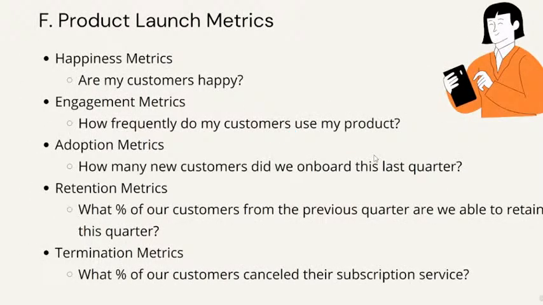The last step involved in system design is understanding the success of a product. So let's say you have designed the system and we are about to launch a product. How are you going to measure how well your product has been designed and how well it's performing? This is where all of these metrics come into the picture. The first metric is happiness metrics. Are my customers happy? The second metric is the engagement metric. How frequently do my customers use my product? Adoption metrics. How many new customers did we onboard this last quarter or this last month? Fourth, retention. What percentage of our customers from the previous quarter are we able to retain this quarter?